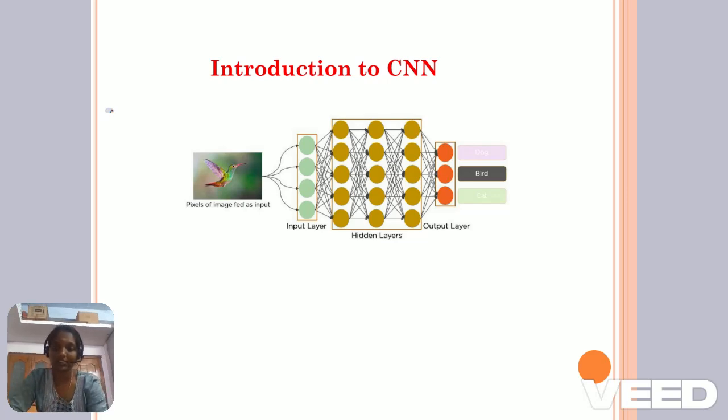So let us see this picture. Pixels of the image are fed as input, and this is the input layer, hidden layer, output layer, and the figure is identified as a bird.